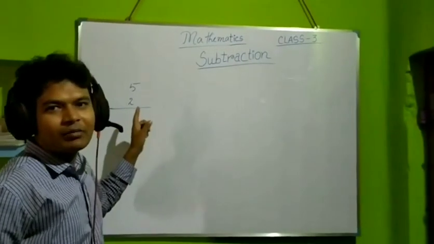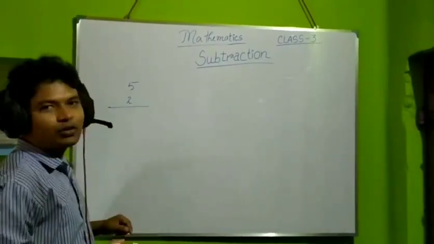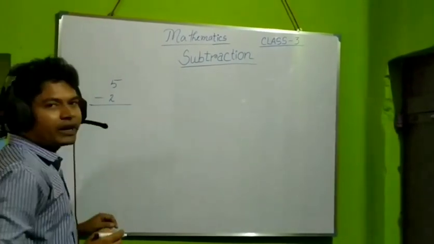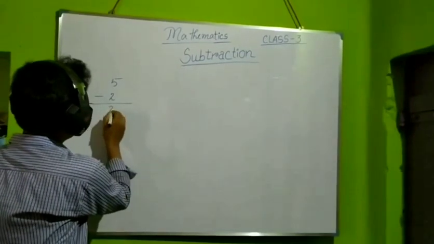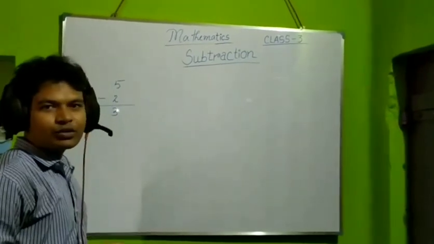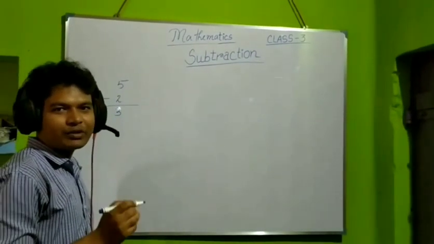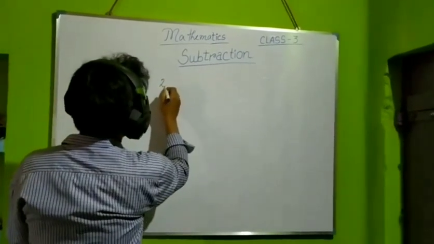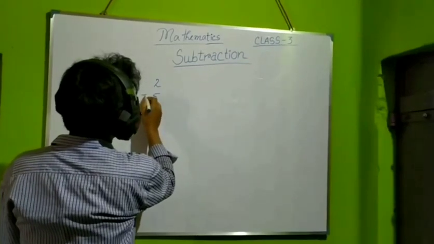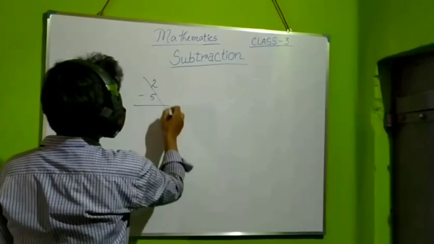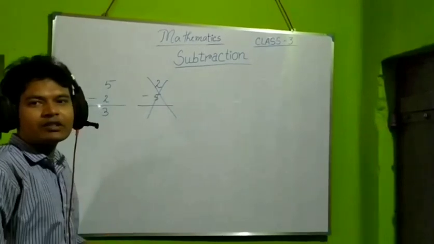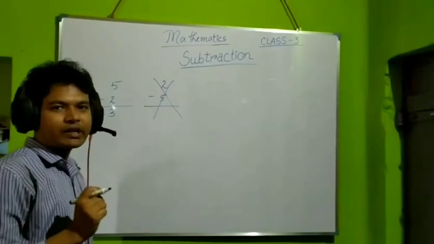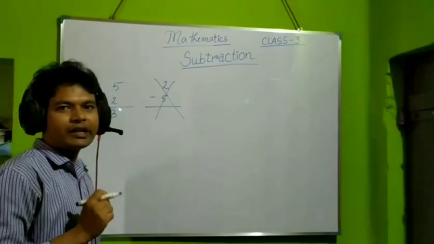At first I write the number 5, then I write the number 2. Now if we subtract 2 from 5, then we get the result, that is 3. Now the question is, is it possible to subtract 5 from 2? If we write 2, then 5, then give subtraction, it is not possible. Why? Because the first condition of subtraction is that we always subtract a smaller number from a greater number.